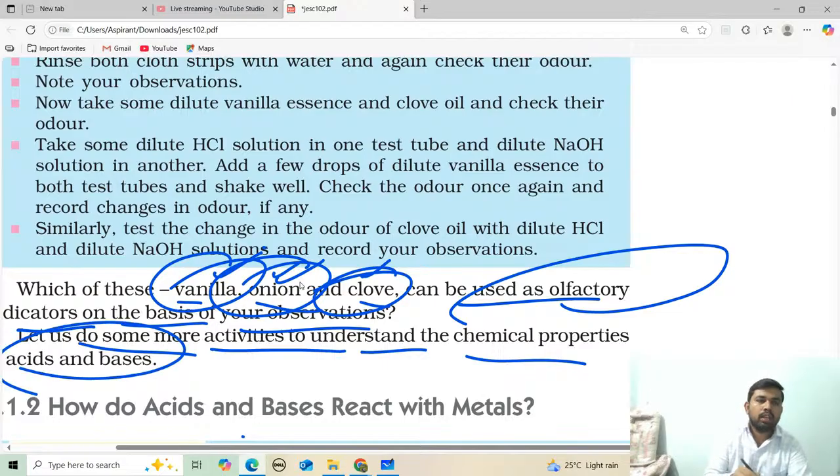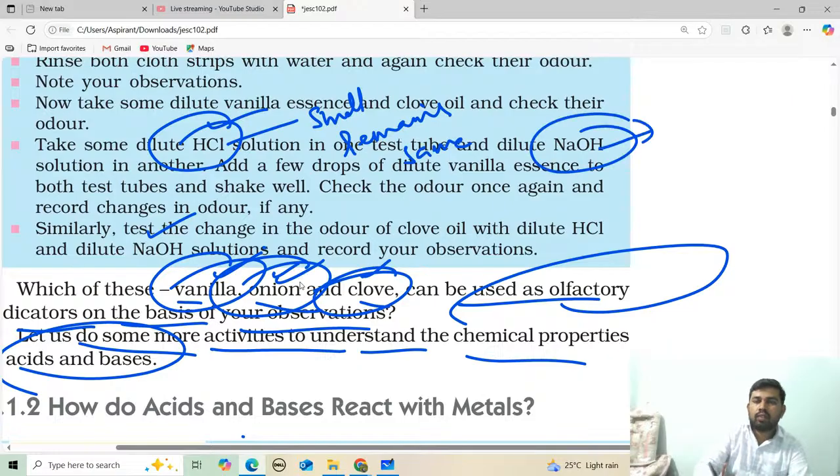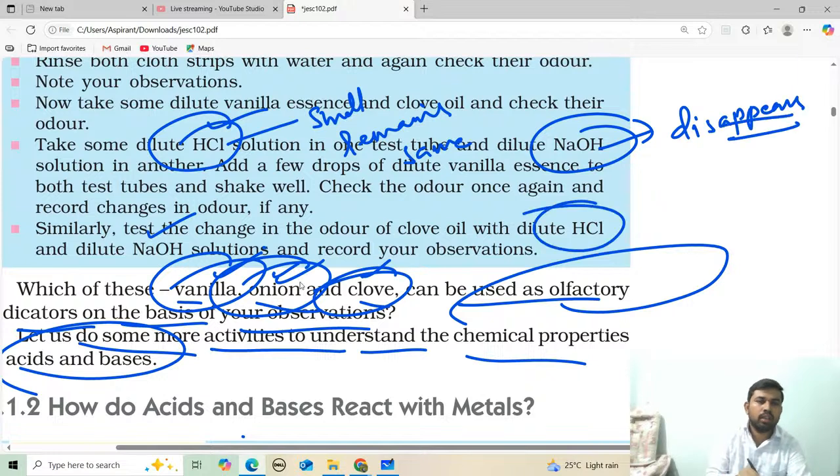Remember, here they have given HCl solution and they take NaOH to understand. What is the smell of this HCl? Sir, the smell remains the same. In the case of HCl, the smell remains; in the case of NaOH, we can say the smell disappears.